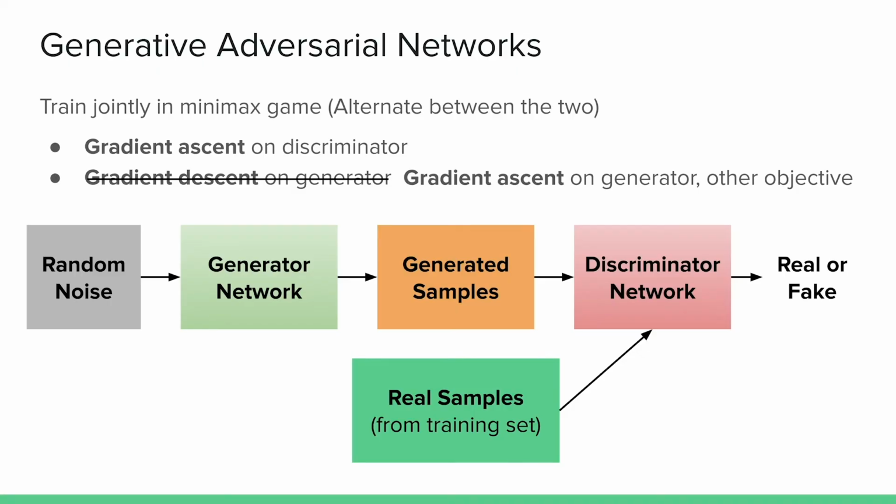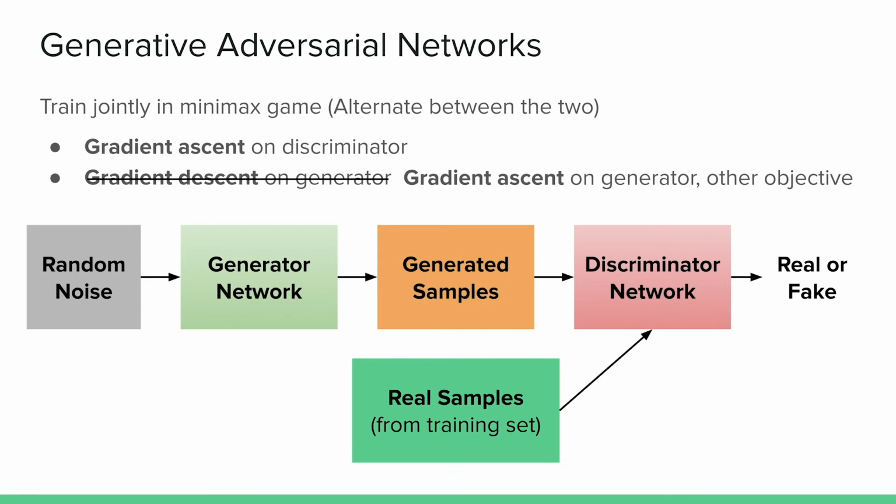That's why we reformulate this problem here in such a way that we also use gradient ascent on the generator. And in other words, we're minimizing the likelihood of the discriminator. So when we do gradient descent here, we're minimizing the likelihood of the discriminator being correct.